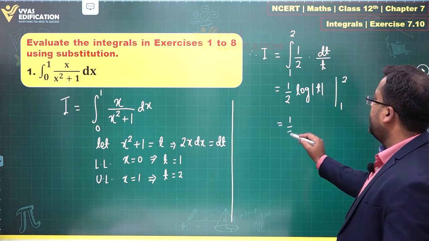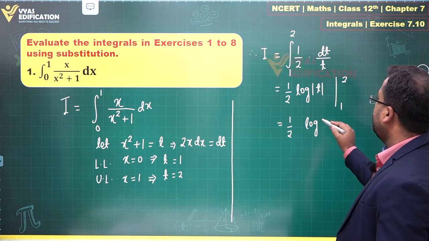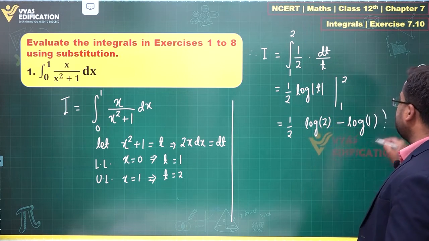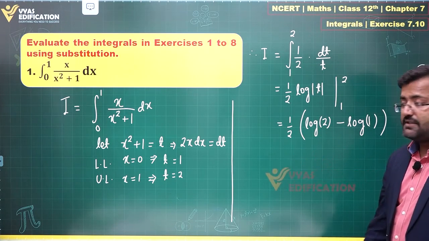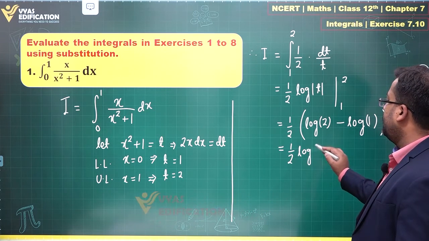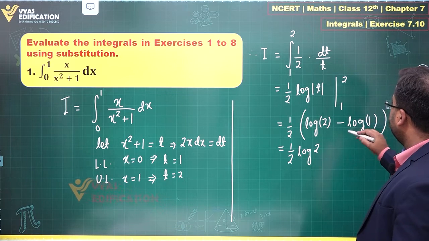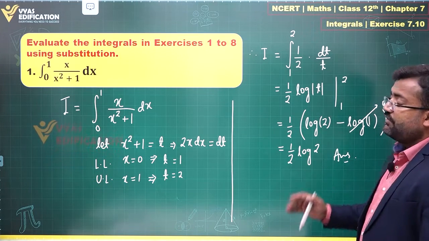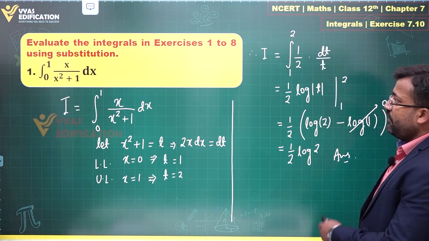What do I get? 1 by 2 is outside, and in the bracket, log 2 minus log 1. This becomes 1 by 2 log 2. That's all, because log 1 is simply 0, and this is my required answer for this first question, as you can see over here.